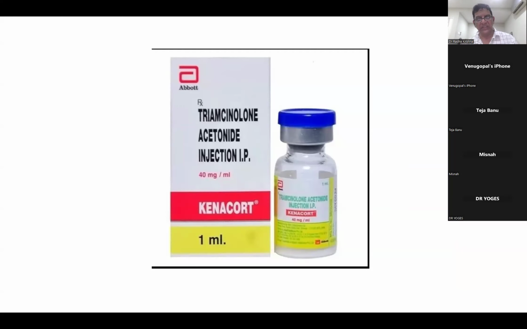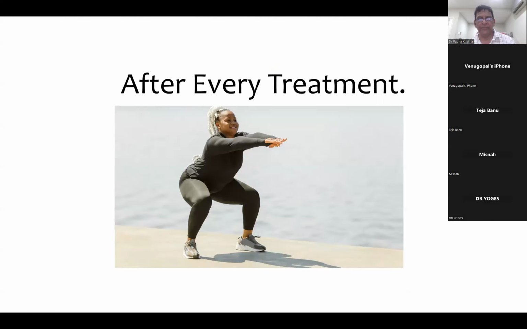It's a very easy practice, and I suggest that we can add this steroid injection on the spot. Make sure that the point of injection is the point of maximum pain. Step 18. For every treatment, even after every treatment, we have to teach them exercises.